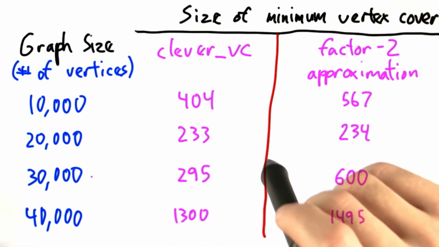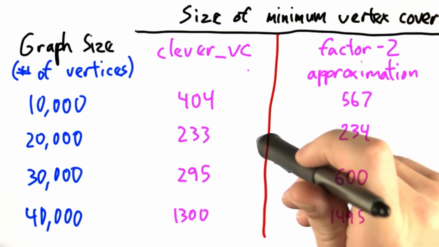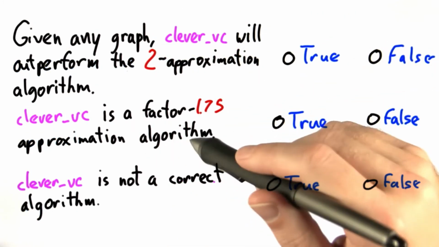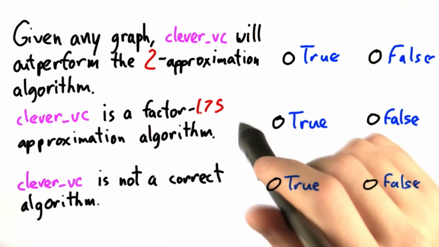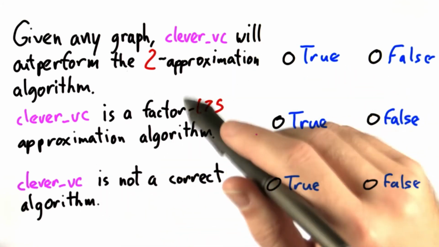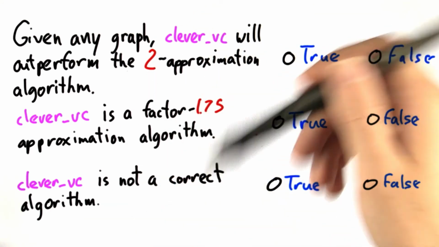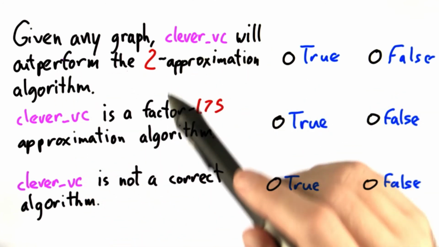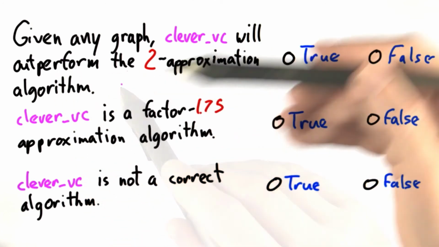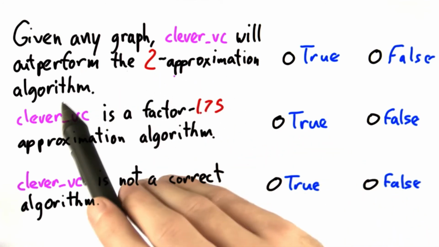Now, based on this table, there are a number of things that we can say about Clever VC. And these are the questions that I'd like you to answer for me, the statements that we can definitely say about Clever VC. And if you need to refer back to the table, then we'll have that below in the instructor comments. Can we say that given any graph, Clever VC will outperform the 2 approximation algorithm, since in the graphs that we gave it, it most certainly did outperform our 2 approximation algorithm?